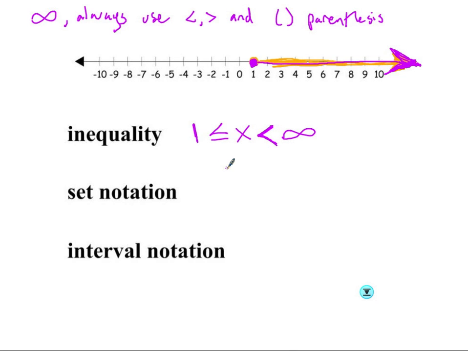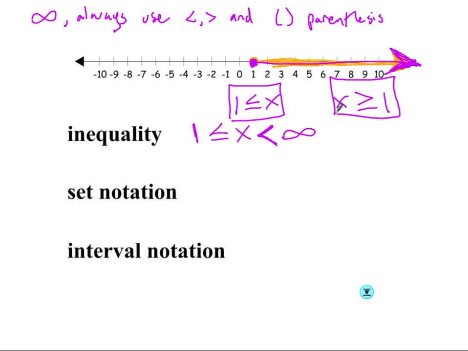Now, there are two other ways that you can write this inequality. You can basically just write this. So we can have 1 is less than or equal to x. Or you can flip this around and say that x is greater than or equal to 1. So each of these forms is the correct form for inequality.